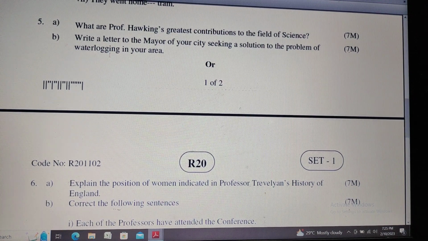Already I posted a video on Stephen Hawking's 8 life lessons, so you can start that answer with an intro, the 8 life lessons, and also a conclusion. And letter writing is an interesting and easy area, so you can prepare for full block format letter writing and get ready for this question.